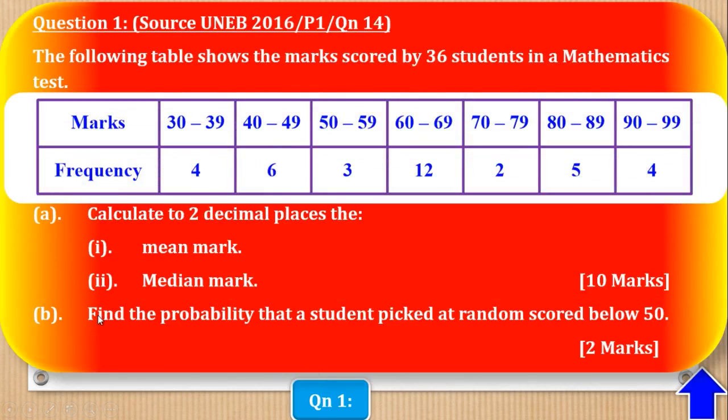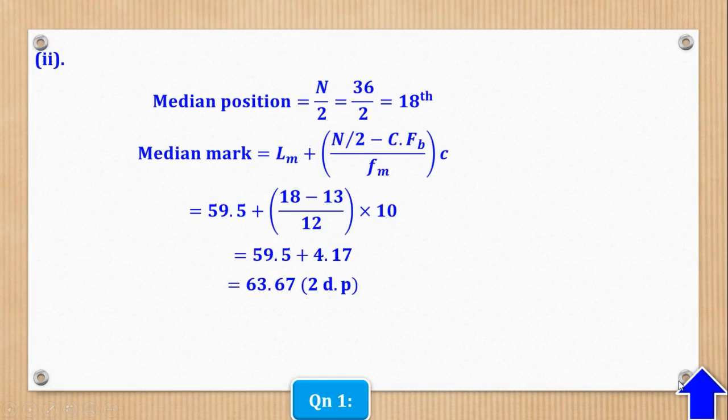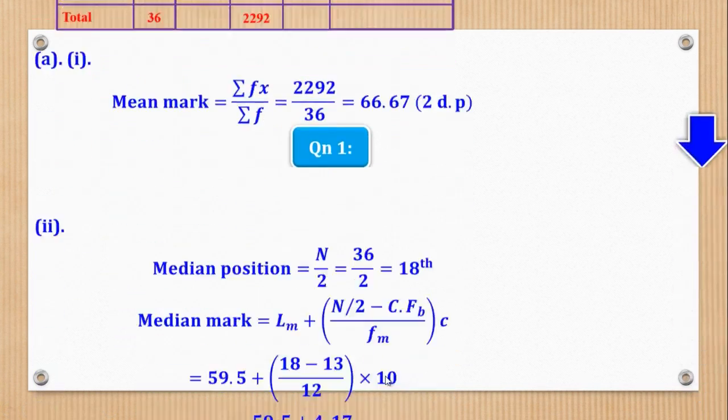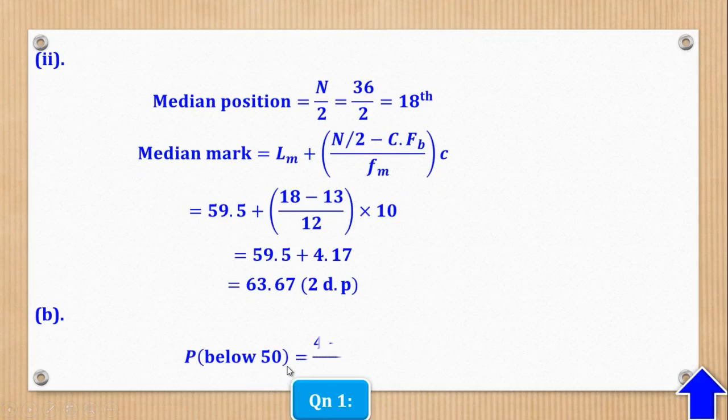Now let's go to part B. Part B said find the probability that a student picked at random scored below 50. So you come here and look for 50. Below 50 is this and this, which is 10. Now remember, probability is equal to event over sample space. So it will be 4 plus 6, which is 10, over the total, which is 36. So the probability below 50 will be equal to 4 plus 6 over the total, which is 36, which will give you 10 over 36. So basically that's what they wanted in this question.